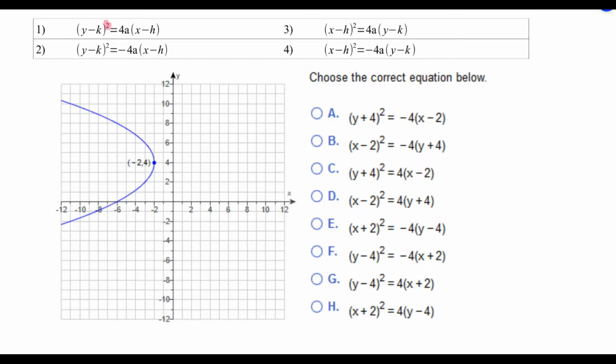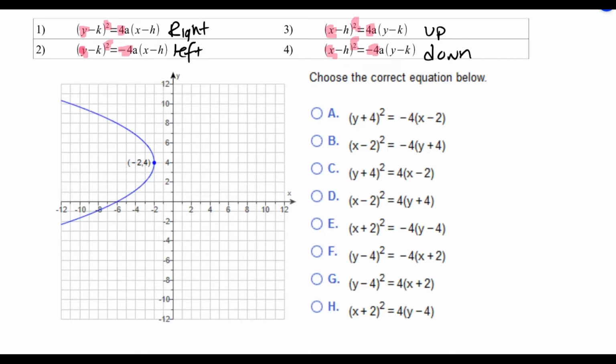When we have the squared on the y with a positive value, that's the right orientation. When the squared is on the y with a negative coefficient, that's left. When the squared is on the x with a positive coefficient, that is up. And when the squared is on the x with a negative coefficient, that orientation is down.